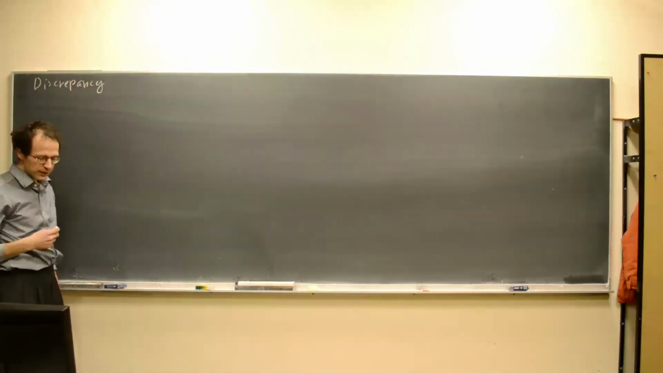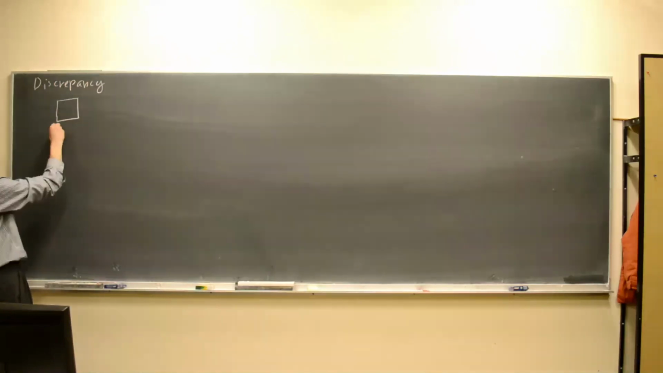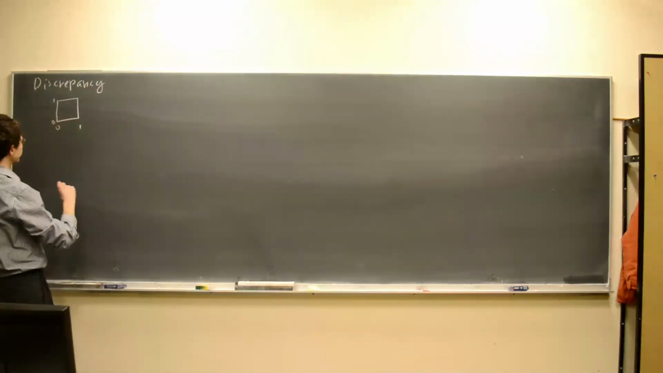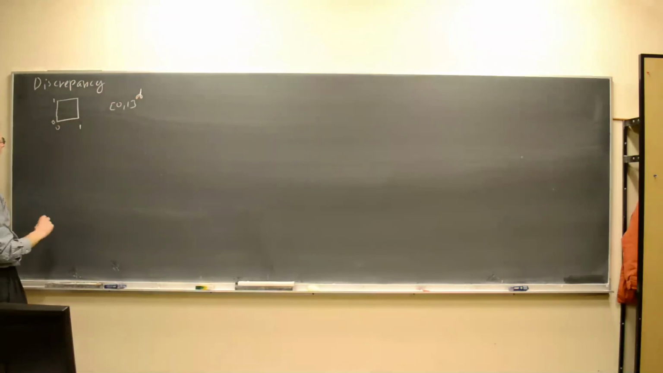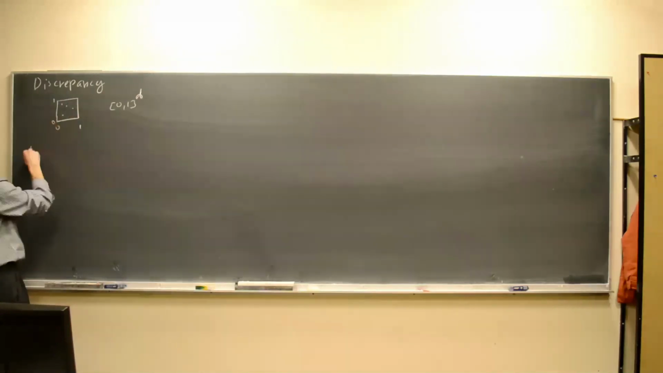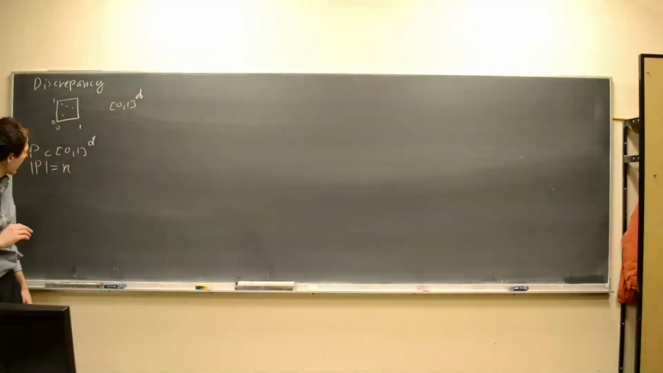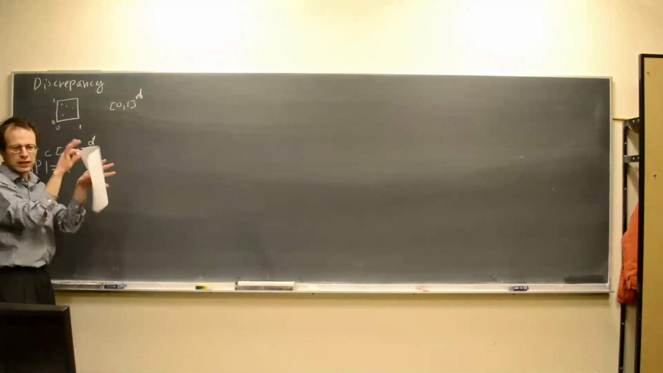So discrepancy. This is the game for tonight. The setting is this. We've got a unit box. I will draw two-dimensional pictures, but everything carries on in higher dimensions equally well. So this is my picture of [0,1]^d. And I have a subset of the box, a discrete, in fact finite, subset. So P is a subset of [0,1]^d, and throughout the talk we'll have n points. So n will be the number of points in P. And I want to distribute these points inside this box uniformly. I mean, I want to spread them fairly evenly.